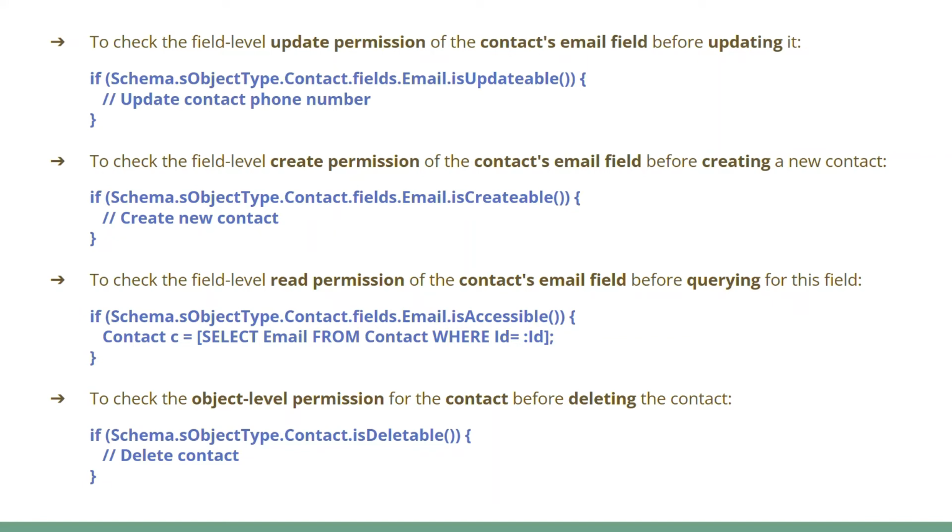To check the object level permission for contact before deleting the contact. This can be a business use case also, because not all users can delete a particular contact or opportunity or account. So there should be a check: if you have that access, then only you can delete that. There will be power users who can delete a particular record from the system.